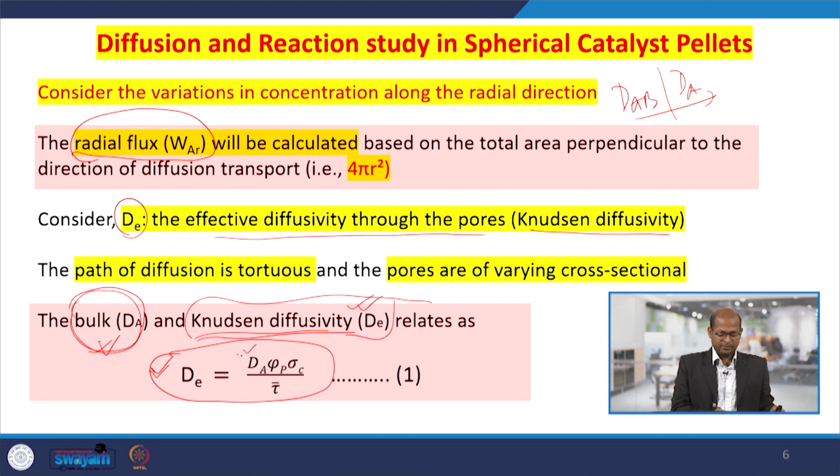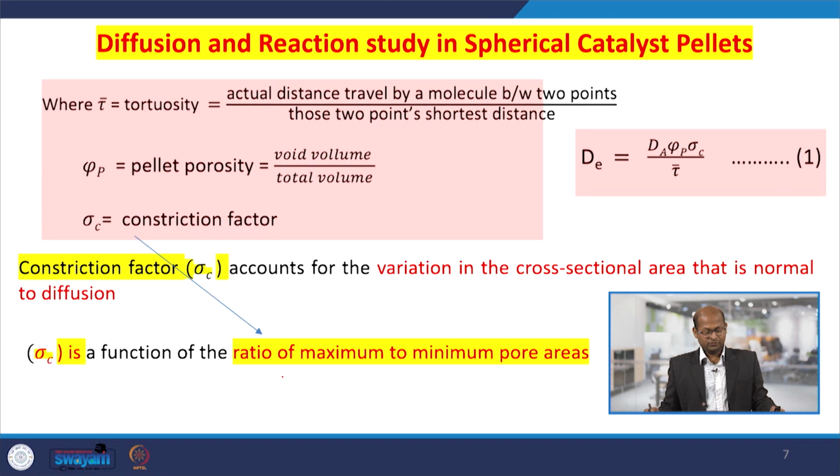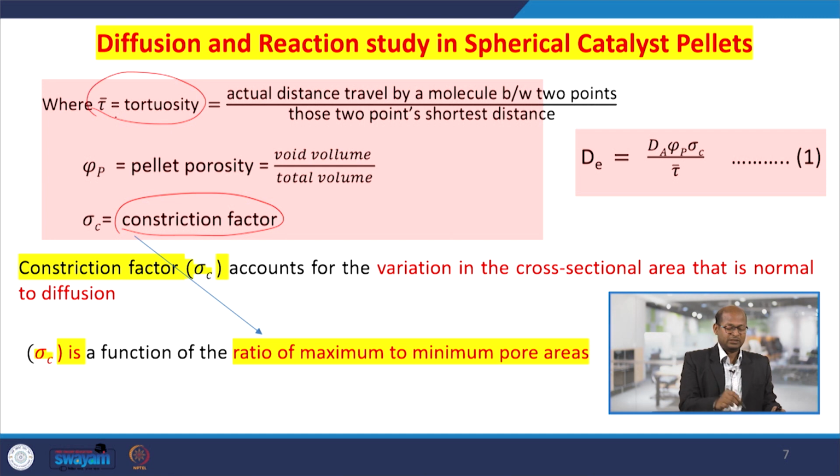Here d is the bulk diffusivity, and phi p is the porosity: many pores are in that catalyst, so the porosity factor phi p, which you have to measure experimentally, can be put in here. Sigma c and tau also have to be found. What is sigma c? That is the constriction factor. And what is tau? That is the tortuosity factor. It is the actual distance travelled by molecules between two points relative to the shortest distance between those points.